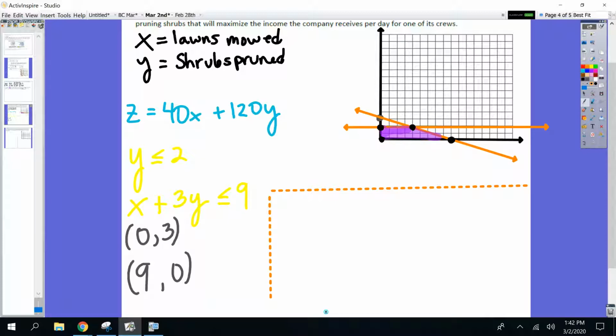Bottom left, 0, 0. This is an easy one. Z, well, if you don't prune any shrubs or mow any lawns, you're going to make no money. That's pretty simple. Okay, what do you got over here for me? Bottom right. 9, 0.